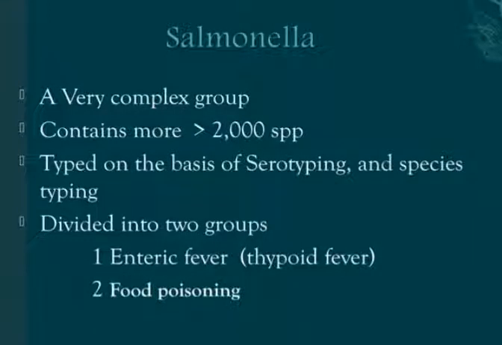Today we're going to learn about Salmonella. This is a very complex group, containing more than 2000 species. They are typed on the basis of serotyping and species typing. They are divided into two groups. One is enteric fever, which is typhoid, and the other is food poisoning, and depending upon that, they are divided into two types.